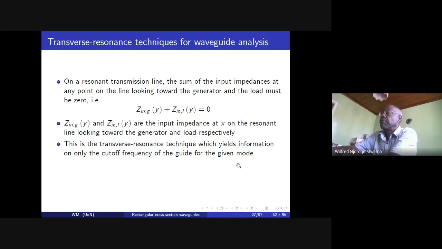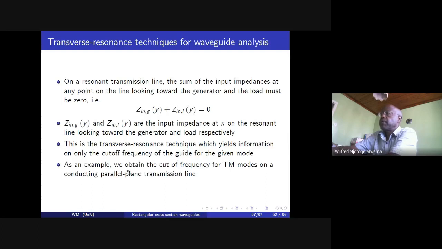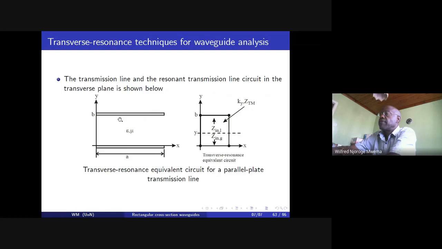for the given mode. So as an example, let's look at TM modes on a conducting parallel plate transmission line. So here we have the transmission line, and we are saying that it's of width A, and it's extending towards the other direction. So this is in the Y direction. So all we are going to do is to get a value of Y, and we put a line there. Then we look towards the generator. That is, we have put a shorting plate here. And so we are looking towards the generator and we are looking towards the load on that end.